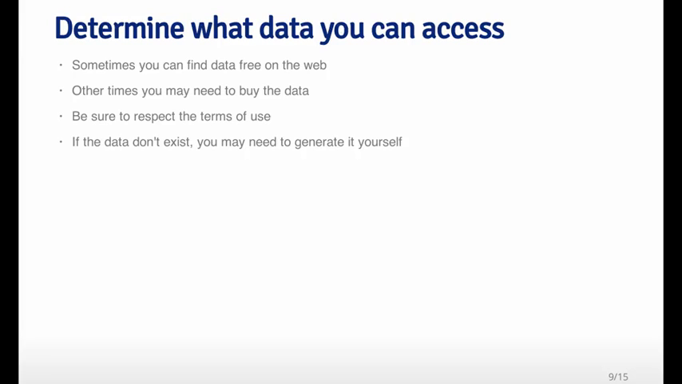You might be able to find free data on the web. You might need to buy some data from a provider. And in these kinds of cases, you should be sure to respect the terms of use for the data. So any agreement or contract that you agree to about the data has to be adhered to. And if the data simply do not exist out there, you may need to generate the data yourself in some way.